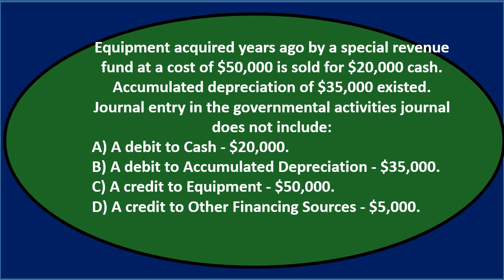is sold for $20,000 cash. Accumulated depreciation of $35,000 exists. A journal entry in the Governmental Activities Journal does not include, so which one does it not include?